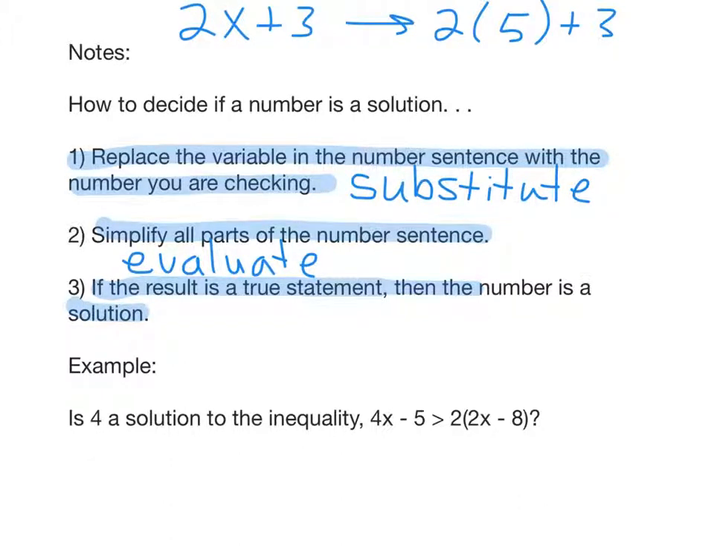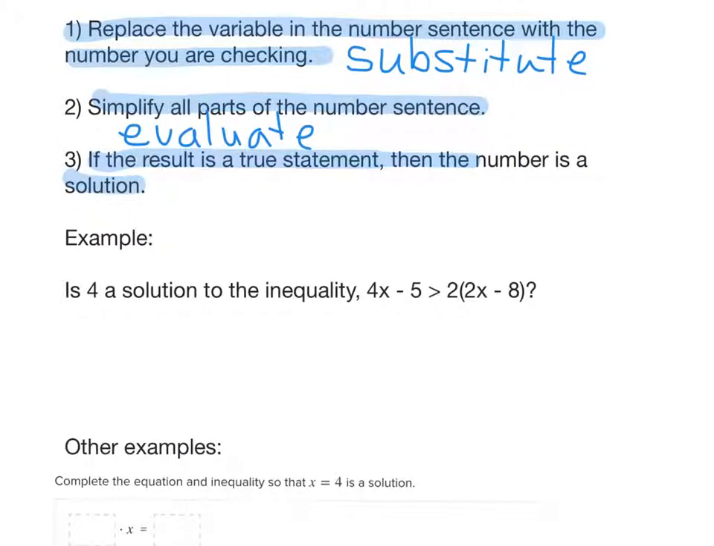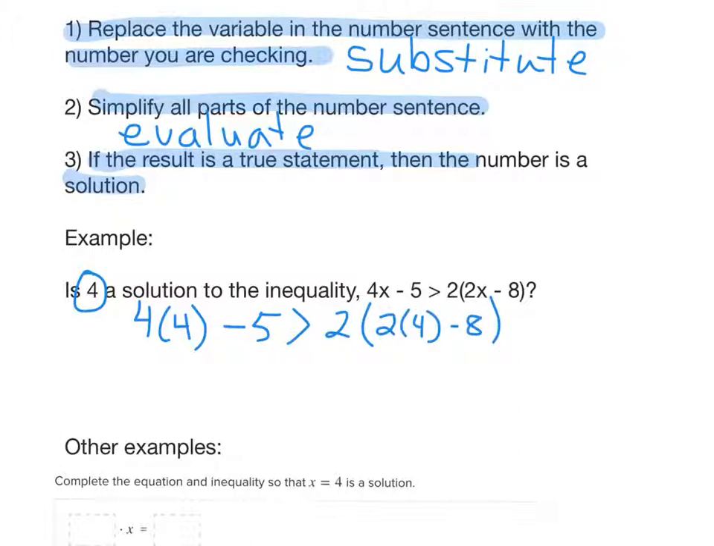So, example: is 4 a solution to the inequality 4x minus 5 is greater than 2 times (2x minus 8)? So, step number 1, substitute. Replace the variable with the number we're checking, with the 4. So, 4 times 4 minus 5 is greater than 2 times (2 times 4 minus 8). So we have to simplify both sides.